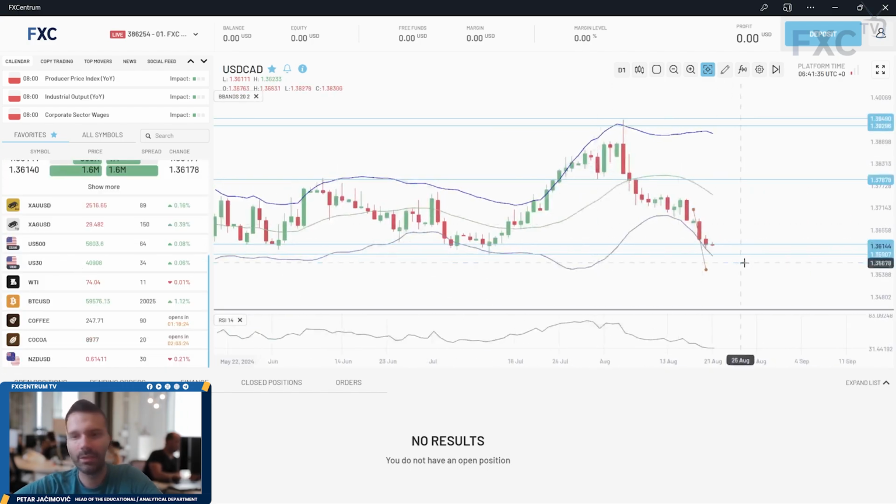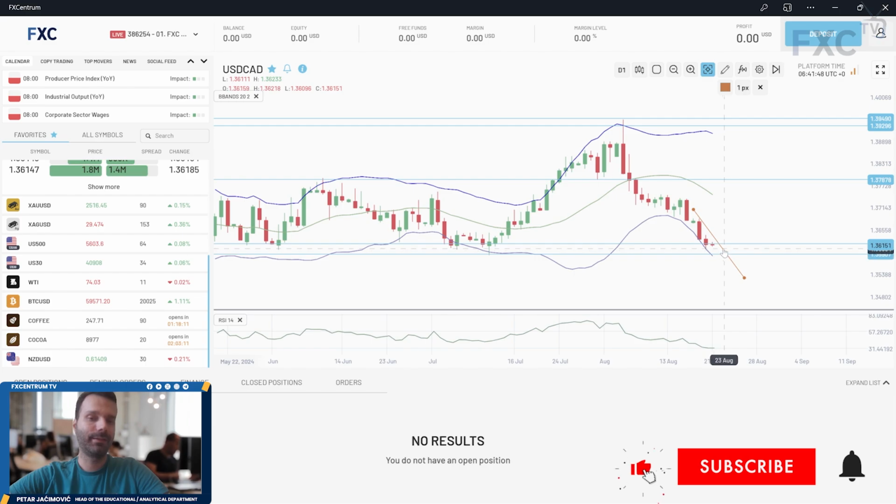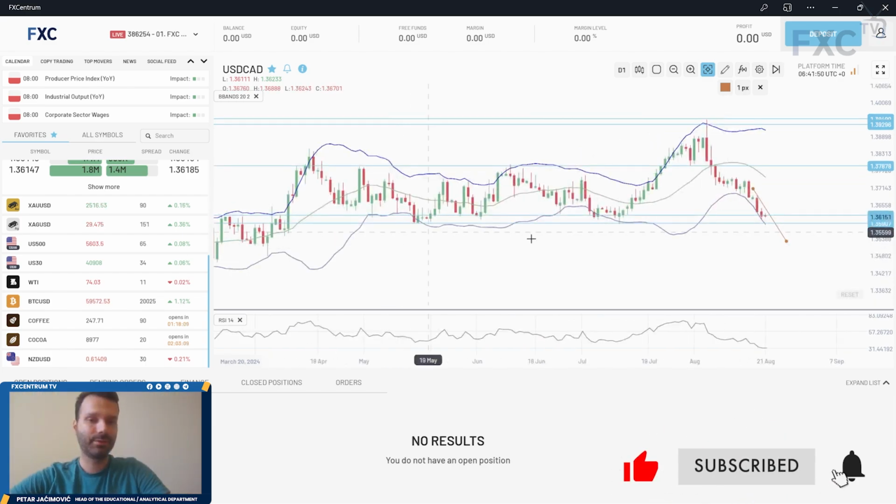On the USD Canadian dollar, we almost reached our downside objective, basically around 1.3590. This was a sell idea that I spoke about like 2 weeks ago, and this was the final objective for that idea. So now support is on the test.